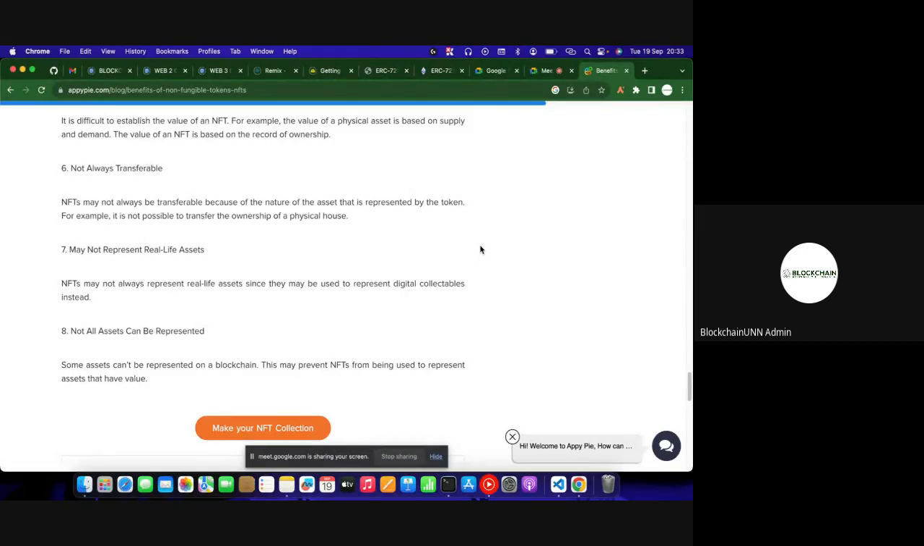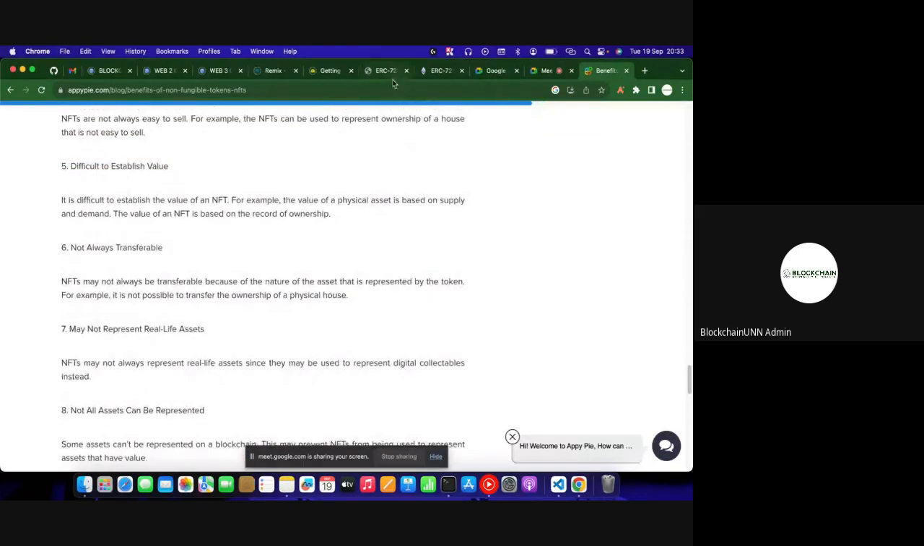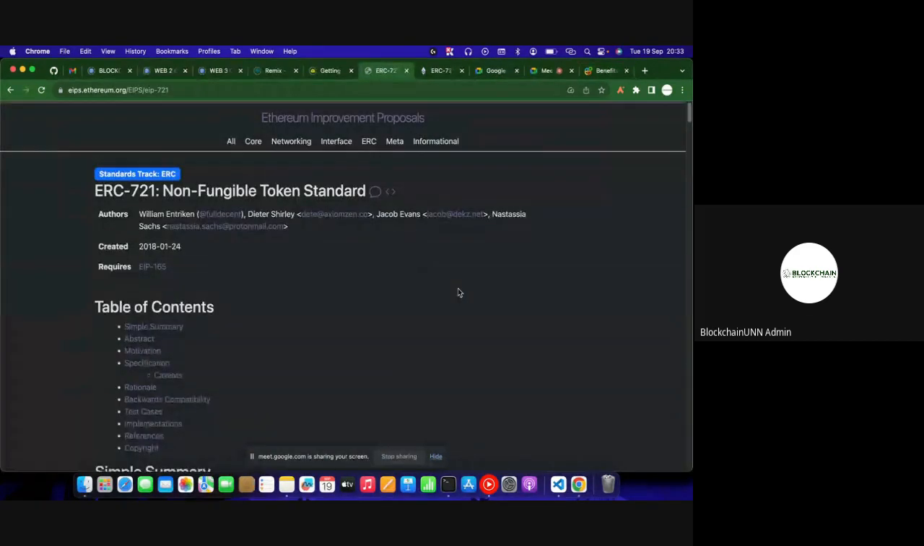So just read up on NFTs, if possible, even write an article, publish on Twitter, tag blockchain UNN, and they'll probably retweet and so on. These are some of the things you can do that can help you get more understanding of the concepts discussed, and even give you more visibility within the ecosystem. All right, so I believe we should have gotten a brief idea of what NFTs are.